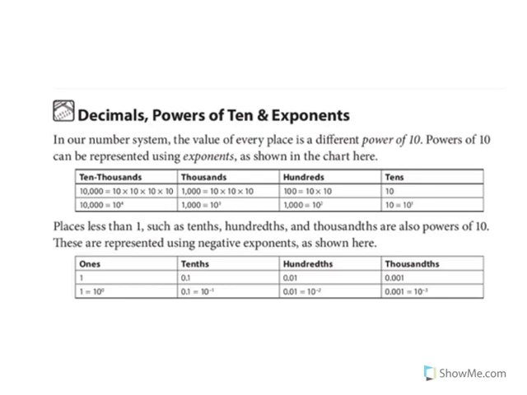Okay, decimals, powers of 10, and exponents. In our number system, the value of every place is a different power of 10. Powers of 10 can be represented using exponents, as shown in the chart here. So we're going to break this down a little bit because there's some language that you really need to know here. Power of 10. That's the first piece of language that you really need to think about. Powers of 10 relate to this word, place, and this word, value. Okay, so we know that our powers of 10 show place value.